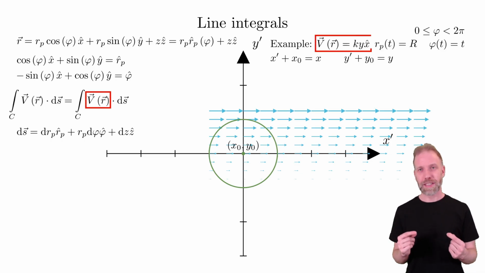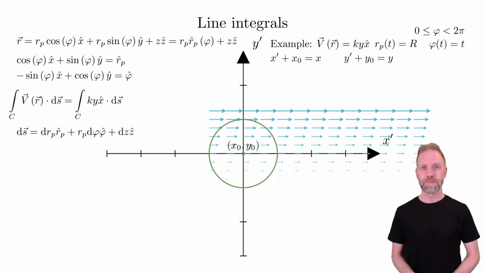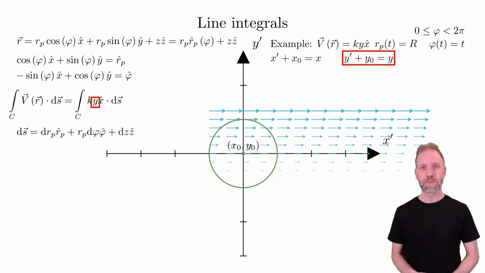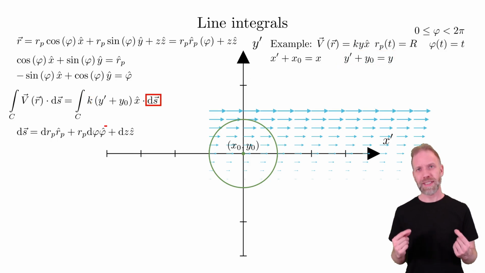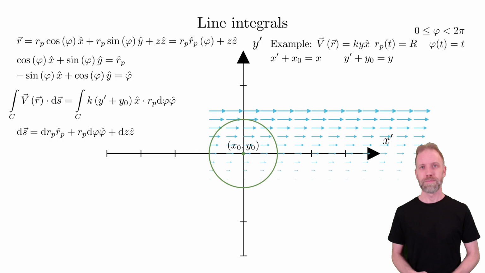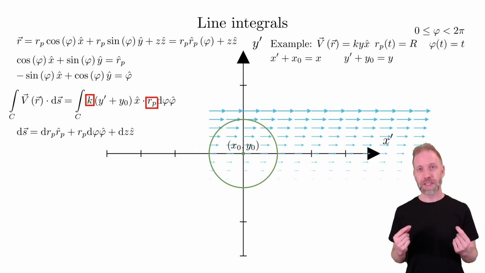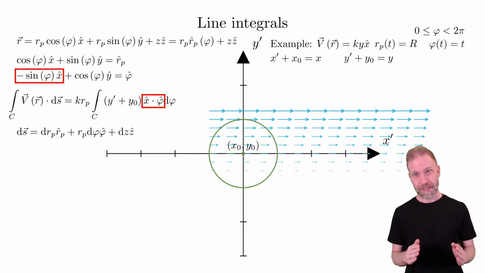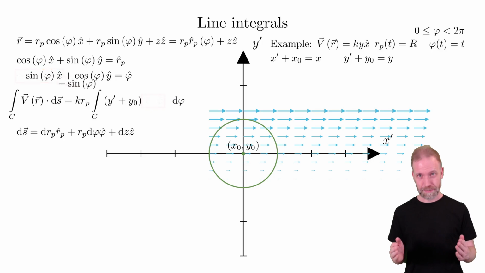Now, let's insert the expression for the vector field v into our integral. And insert the expression for the translation of the coordinate system. As the curve is in the phi direction, we can insert the phi part as ds. We can move the constants in front of the integral. By using the expression for phi hat, we can calculate our dot product with x hat.